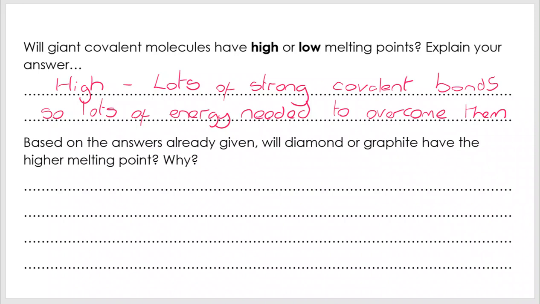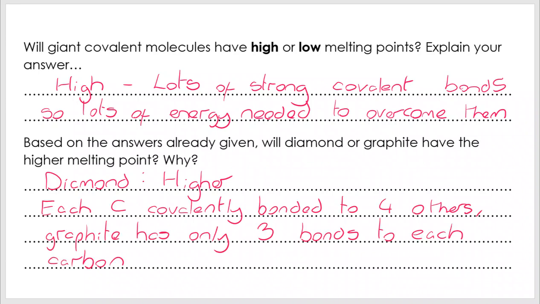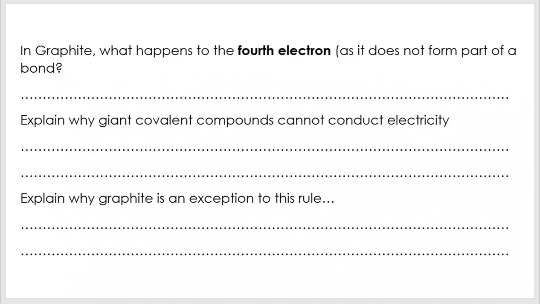So, of diamond and graphite, which will have the higher melting point? It's diamond. And it goes back to a question that came up earlier in the video. Each carbon is bonded to 4 other carbons. That means we've got 4 covalent bonds per carbon. Whereas in graphite, there's only 3 bonds per carbon. That's still a lot. The melting point is high, but diamond will be higher. On to the next question, and this is thinking about what happens to that 4th electron within graphite.